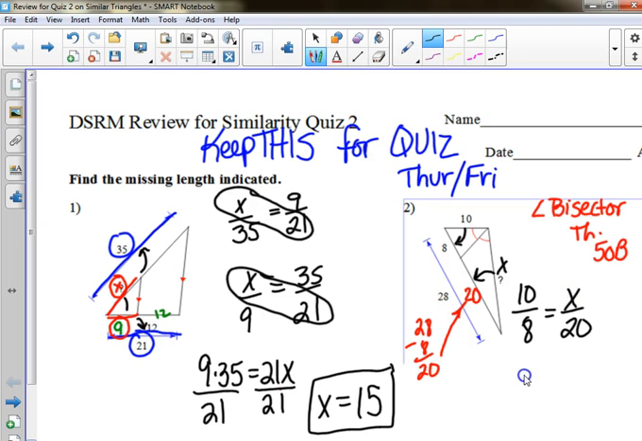And you can set that up differently, again, but you do need to use the 20, not the 28. So then if I do 10 times 20, I get 200 equals 8x. If I divide both sides by 8, I get x equals, let's see, if I divide that by 4, I get 50, 25 maybe. Hopefully I did that right.